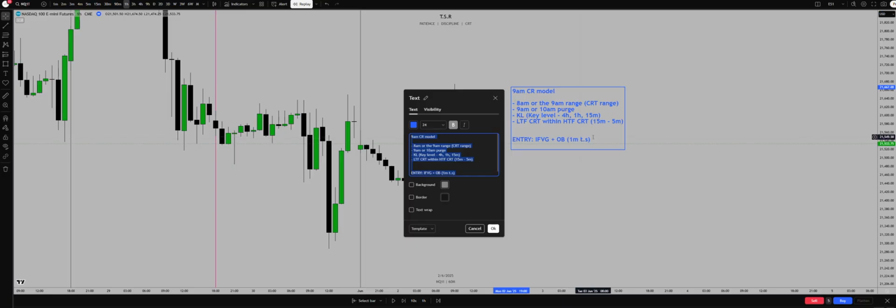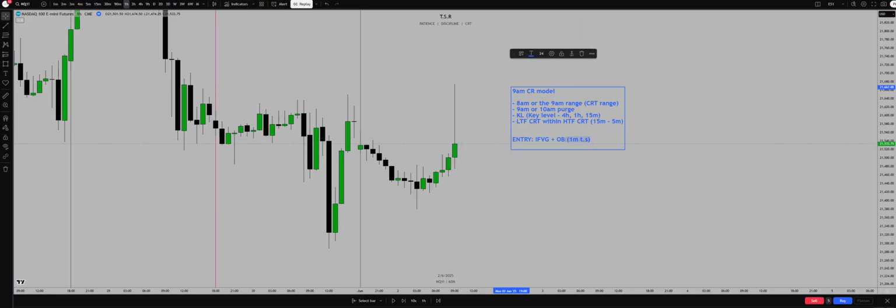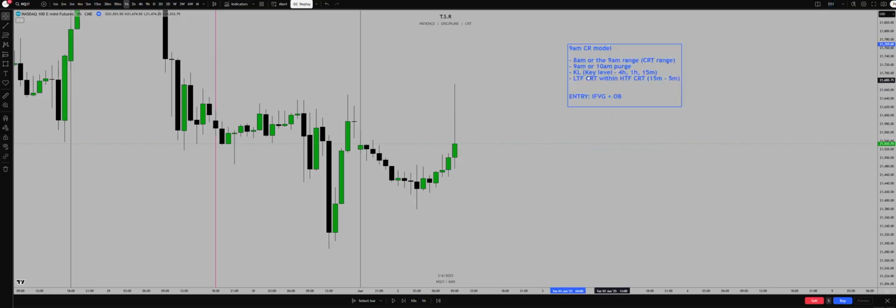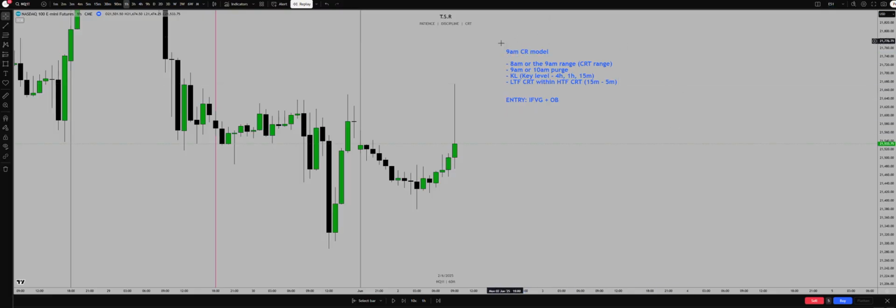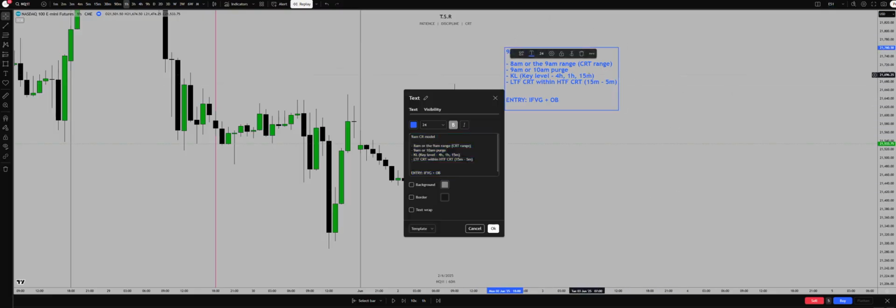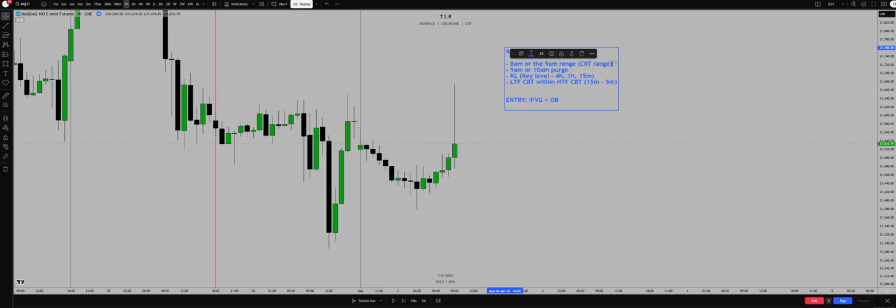Okay, so simplifying the turtle soup, calling it the OB and IFVG. That's usually where it forms. This is the model. You see how this can fit on a cue card? I forgot to mention something else.